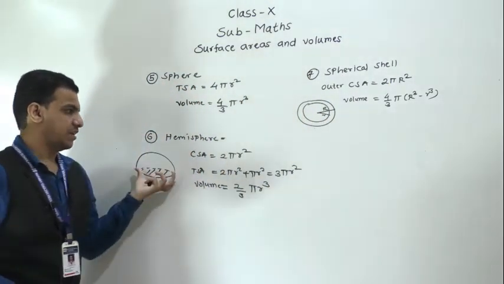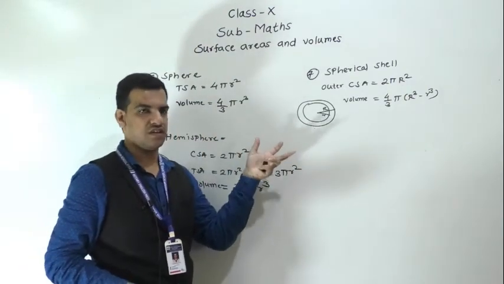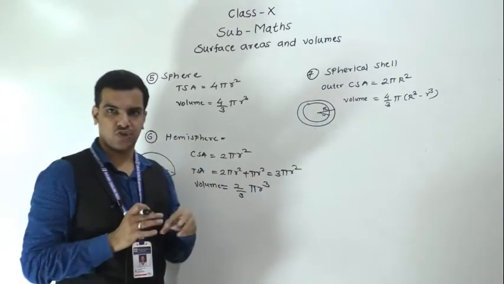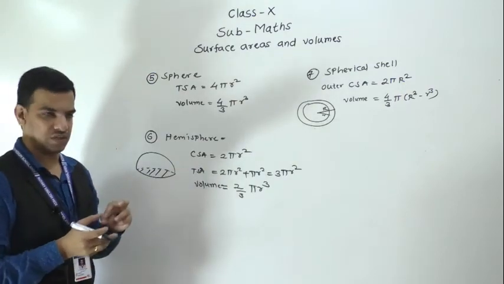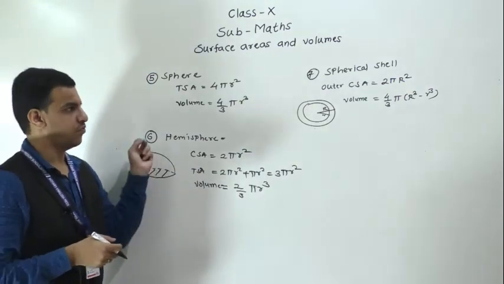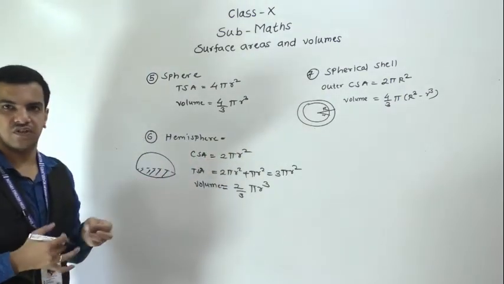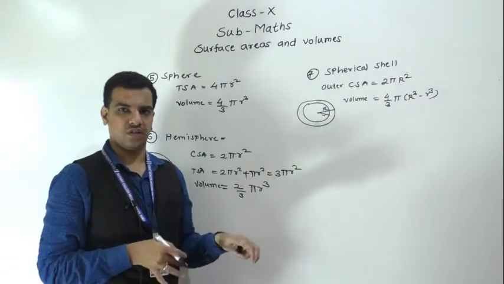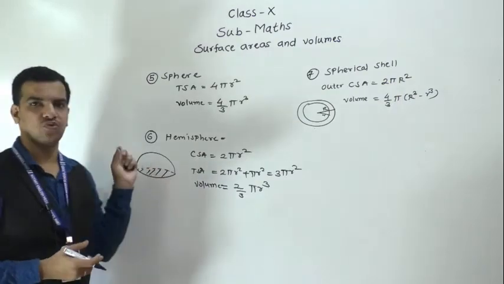Now we will take examples on this. In 10th standard we have examples of a combination of solids, meaning when we join two or three solids together, what is the surface area and volume. Or conversion of solids, meaning when we convert one shape into another, what is the volume of the two solids.